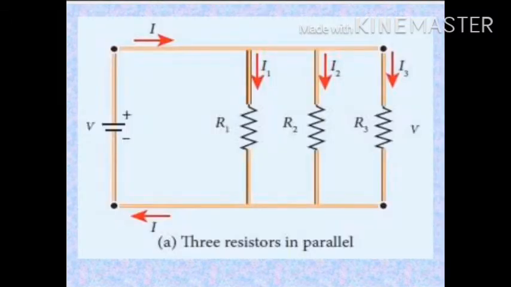This slide shows how resistors are connected in parallel, R1, R2 and R3, across a potential difference V where current I is flowing. The current I splits into I1, I2 and I3 across resistances R1, R2 and R3, where the potential difference V remains the same.